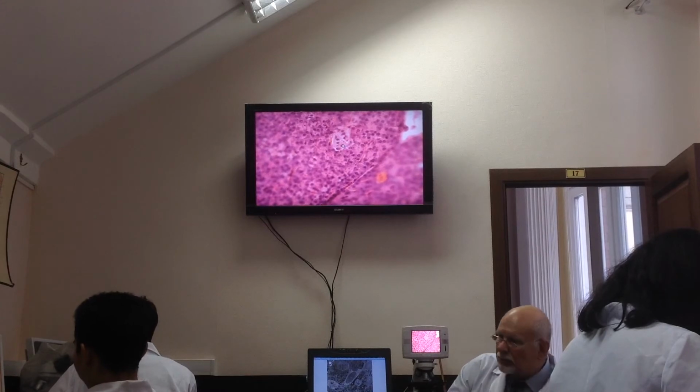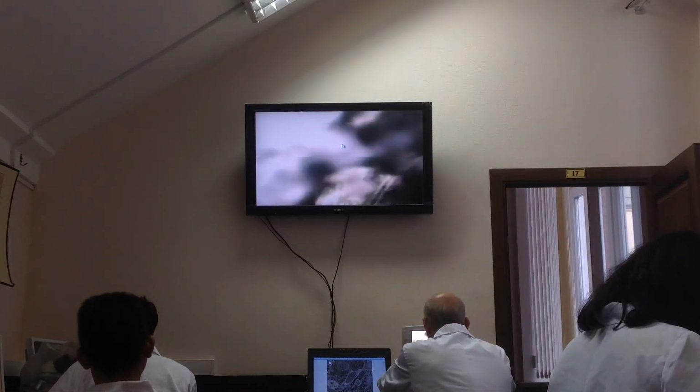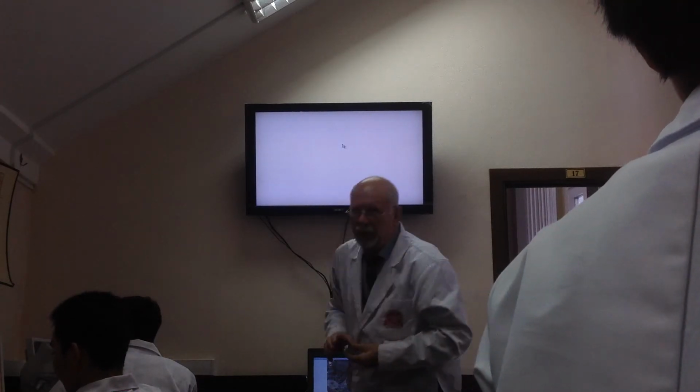Clear? Let's not spend the time and let's examine the last slide. Last organ, liver. Liver is a digestive gland, and the liver participates in digestion.